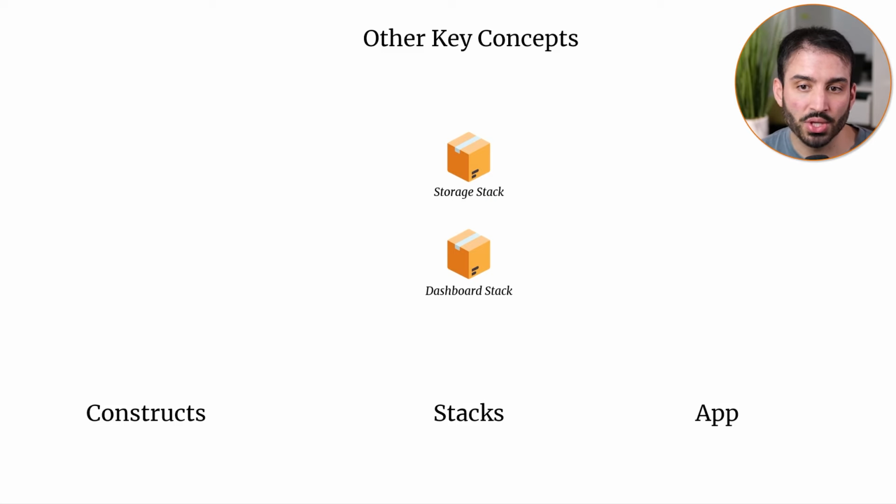And so say for example, here we have a storage stack that's going to be for our DynamoDB table or S3 bucket or RDS instances, stuff like that. Then maybe we also have a dashboard stack, and dashboards contain things like CloudWatch dashboards, alarms, logs, all that kind of stuff. And so obviously these two things are completely unrelated to one another. So you want to keep them logically separated in terms of their infrastructure components.